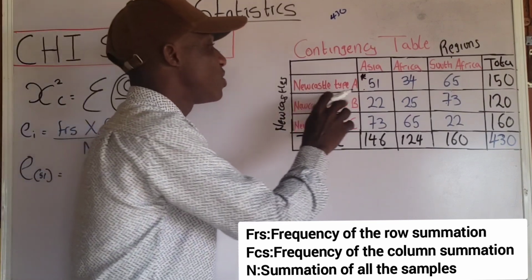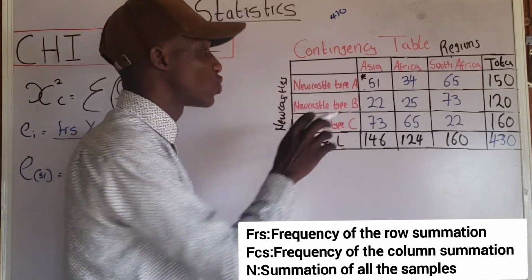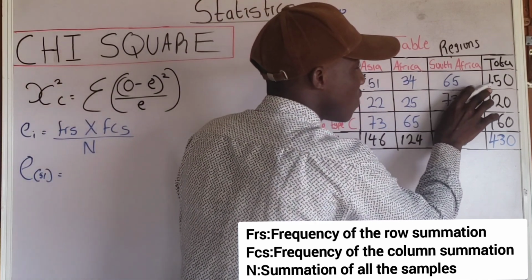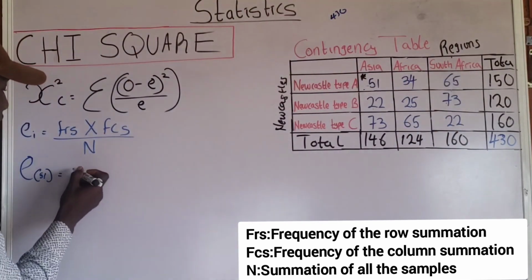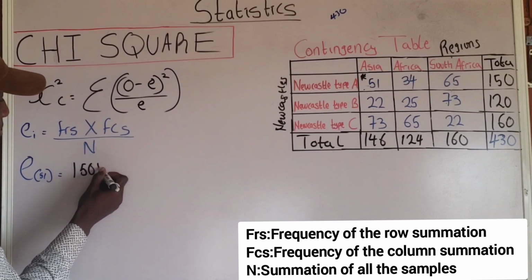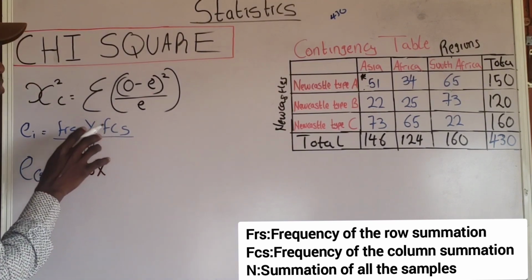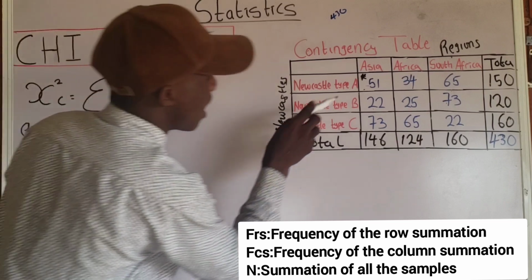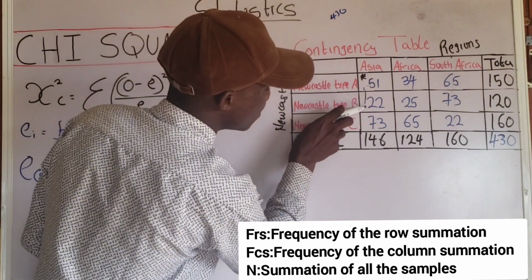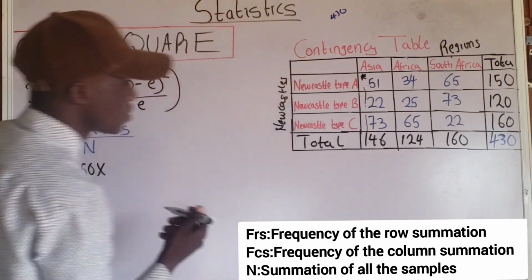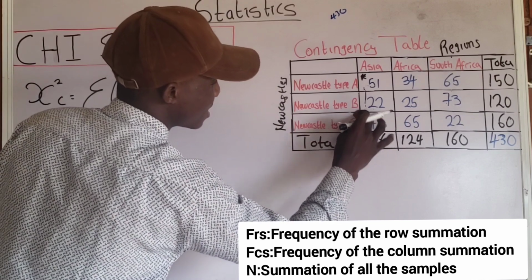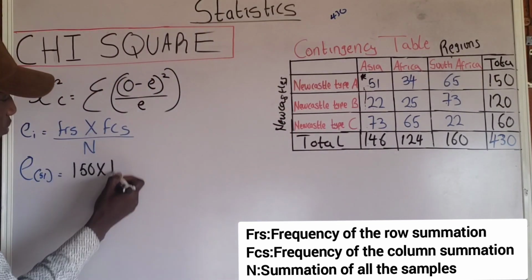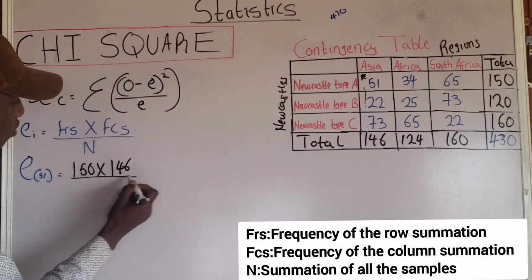Now, the frequency of the row summation in which 51 belongs to is what? You are going to trace it to the right hand side, that is 150. So, I'm going to have 150 multiplied by frequency of the column summation which 51 belongs to. So I'm going to trace it column downward, that is 146. So this is not 173, okay? Let me erase this. So that is 146. So I'm going to have 146 all over N.